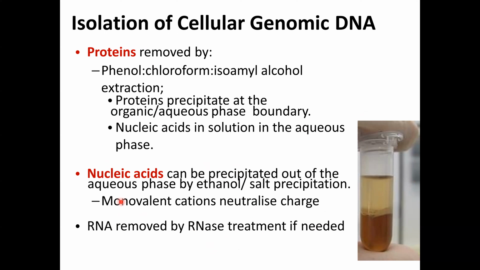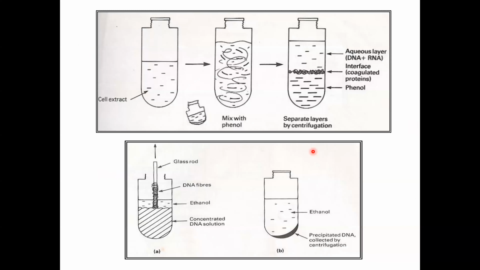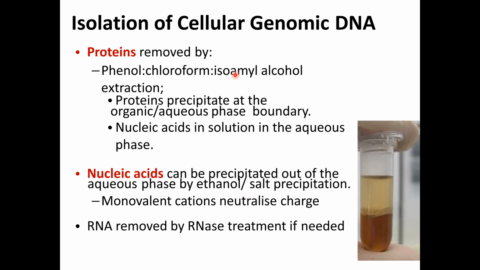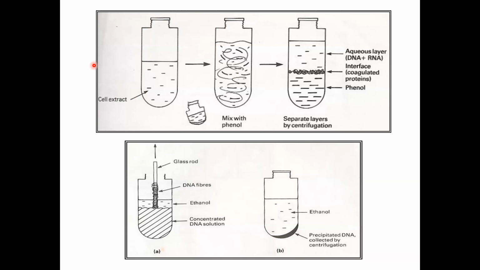The RNA could be removed by RNase treatment if it's necessary. This is an example for you to at least have an idea of how we're going to process the cellular genomic DNA isolation. So we have the cell extract, then you add a mixture or ratio of chloroform and phenol, then you mix thoroughly for about 5 minutes.